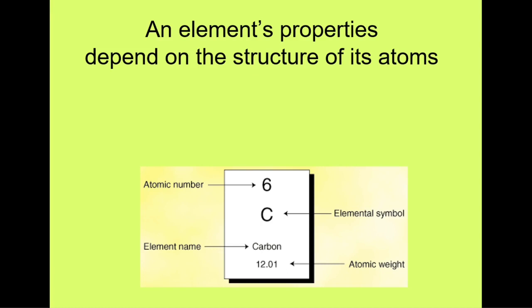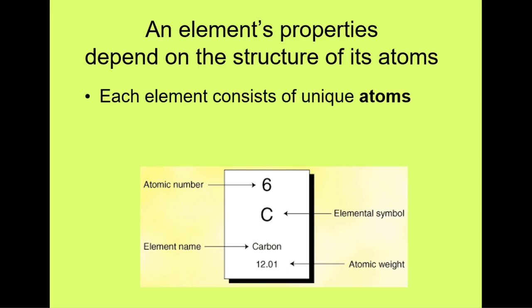So when we look at the periodic table, what we see is a bit of information. When you look at an individual element on the periodic table, you're not overburdened with information, but the information on there is really important, and it tells us an awful lot about the atoms of those elements. As we can see there, an element's properties depend on the structure of its atoms.